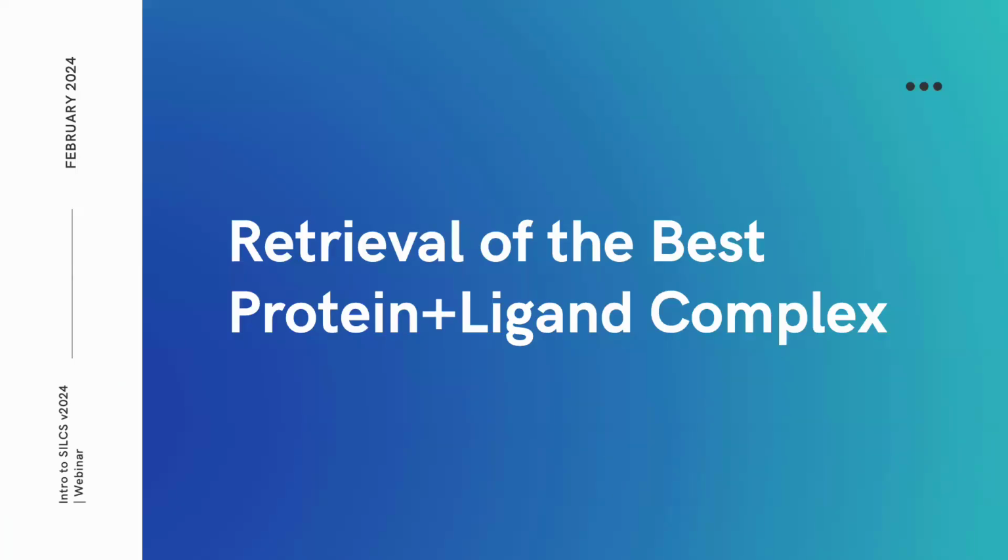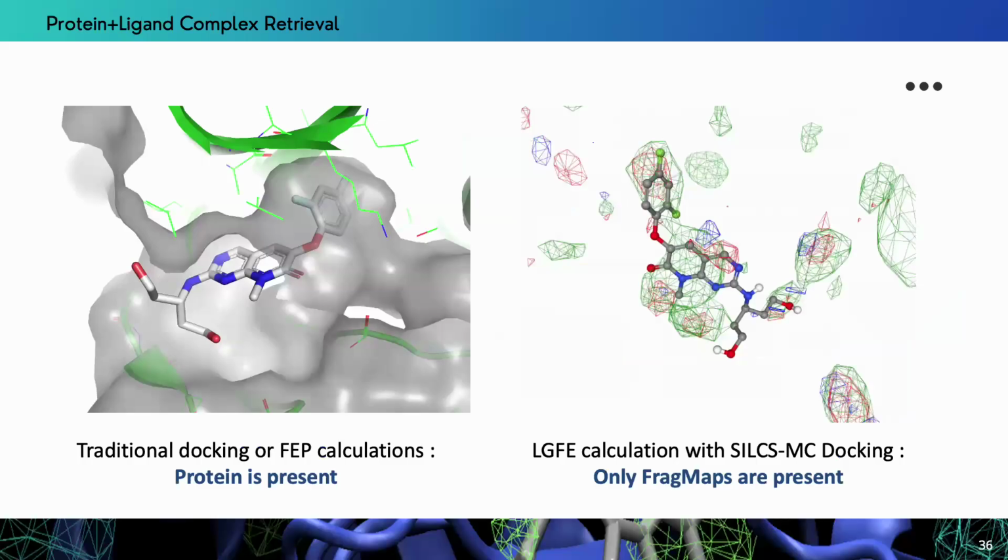Now let's discuss our new best protein ligand complex retrieval tool. In traditional docking and FEP calculations, the protein is present. However, in the SILCS workflow, LGFE calculations and SILCS MC docking are determined based on the overlap of ligand atoms with frag maps rather than based on a rigid protein. So when we view the docked ligands overlaid with the static input protein, we might not get the best fit with respect to the initial protein structure.